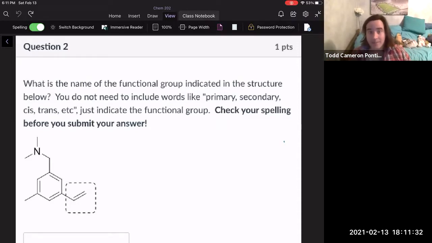Let's do this. So first we have a question about functional groups. Fun with functional groups, as I like to call it.